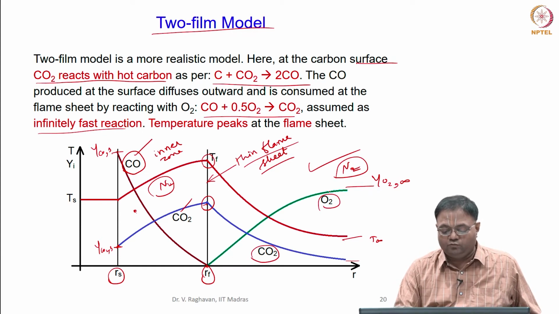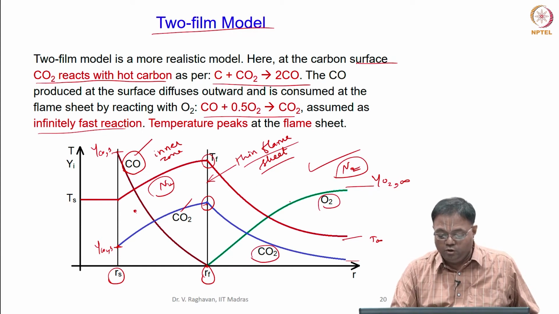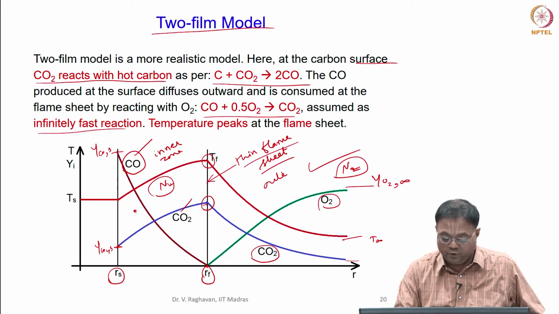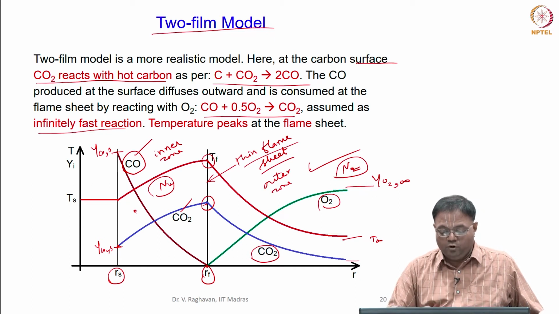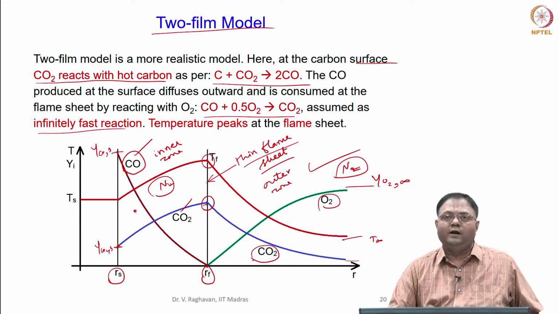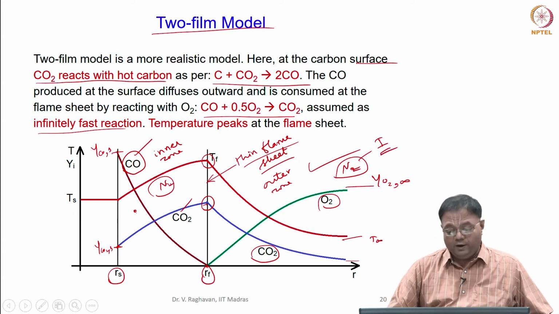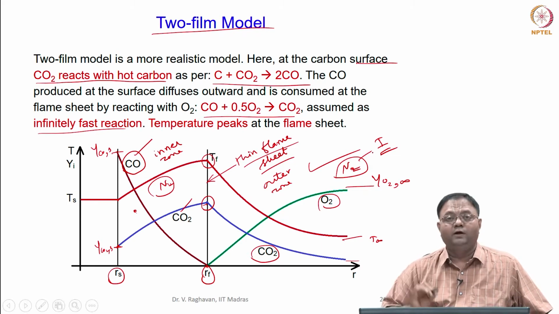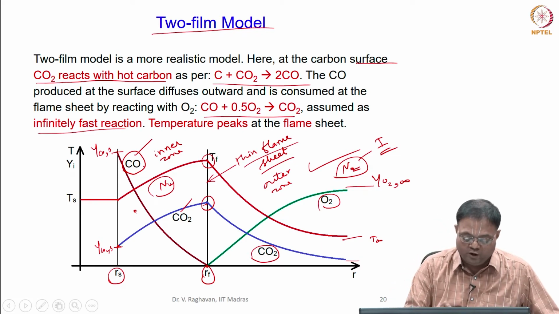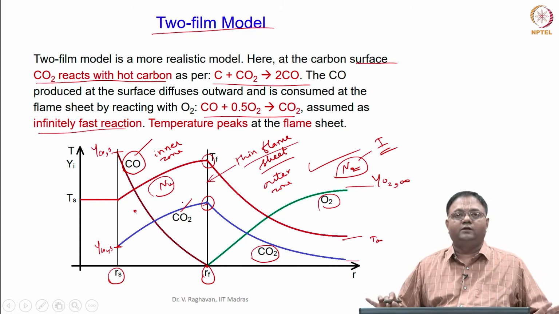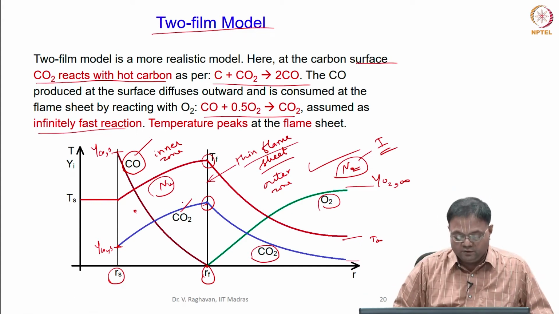So, in the outer zone, you have O2 and CO2 and the inert species. I say this is inert species I. Okay. CO2, O2 and inert species. In the inner zone, CO, CO2 and inert species. These are the three species we have in the zones.